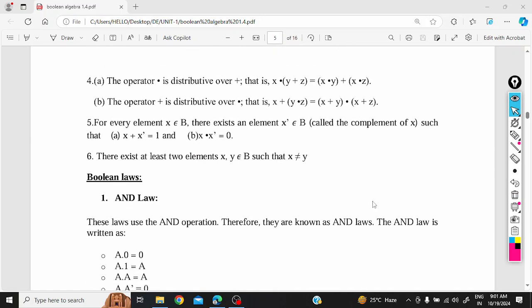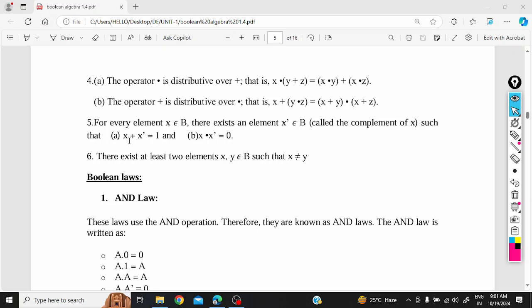Let's get on to the next thing. Operator distributivity: dot over plus means x dot of (y plus z) is equal to x dot y plus x dot z. Plus over dot is x plus of (y dot z) is equal to (x plus y) dot of (x plus z). So these are the properties of distribution.